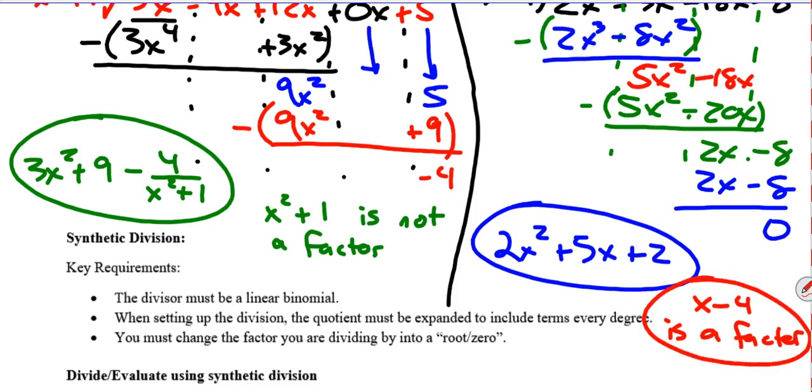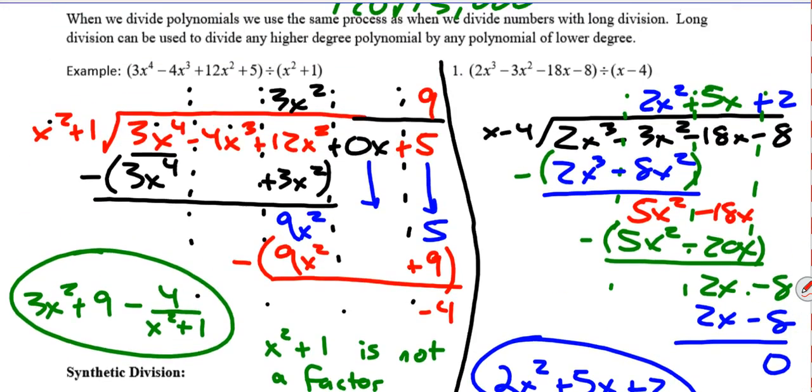Okay, so that is long division. You need to use long division if you have a binomial that's not linear, or any term that's not linear. If your divisor is x squared or greater, you have to use long division. All right, so let's look at synthetic division.